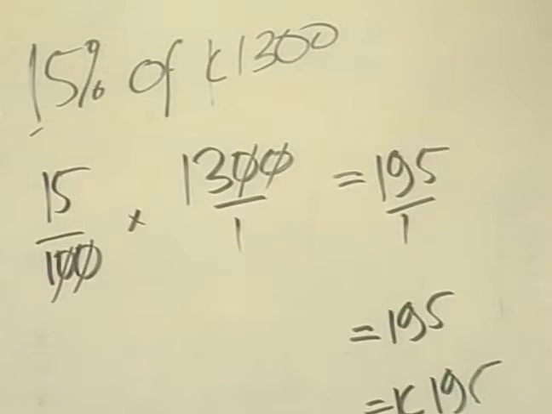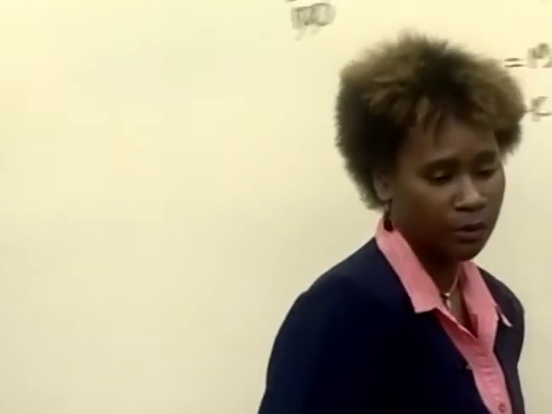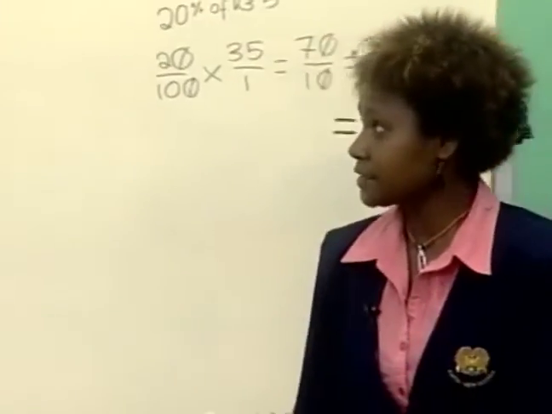The motorbike cost 1,300. The discount only allows 15%. Every percentage is always over 100. So 15 over 100 times 1,300 over 1. So the selling price is 1,300 minus the amount of discount, 195. So the total amount of the motorbike is 1,105 kina. Okay, thank you, Michael. That's how Michael has understood what we have learned in our lesson.